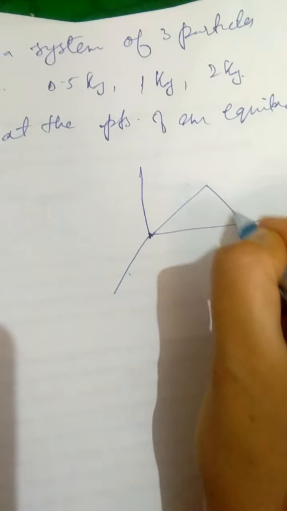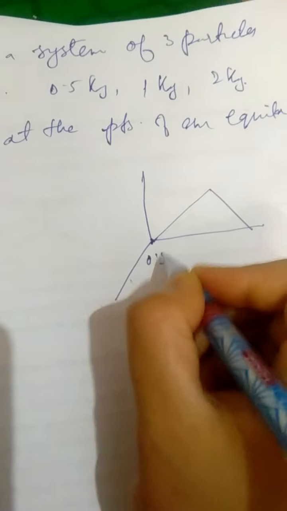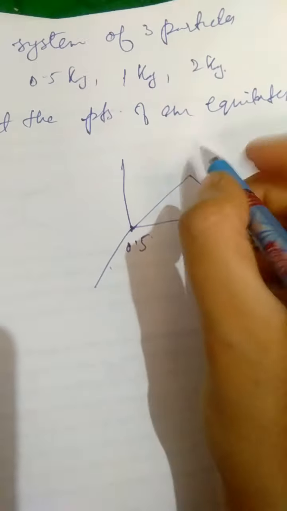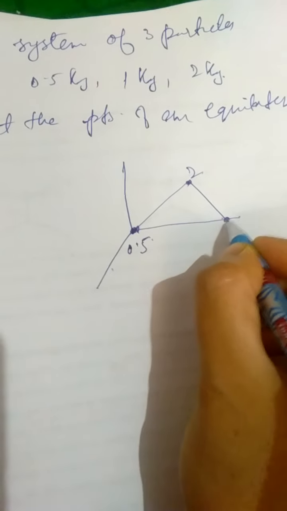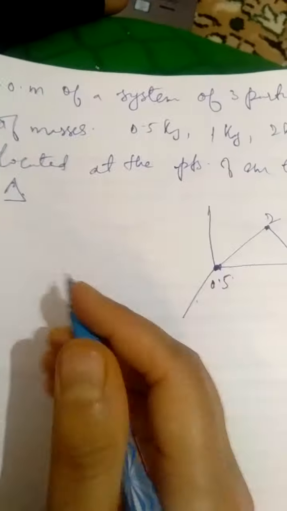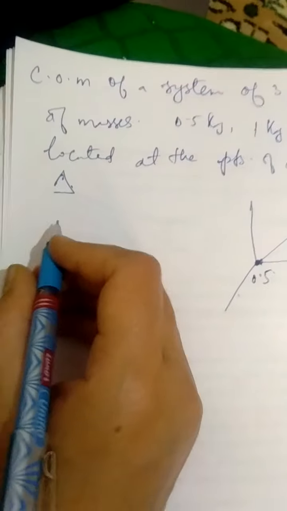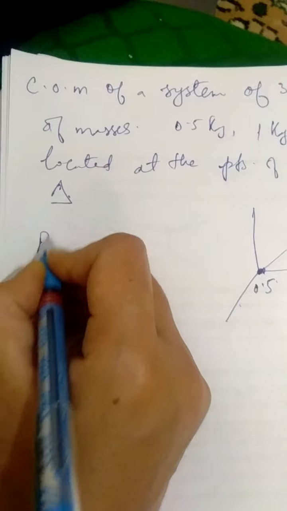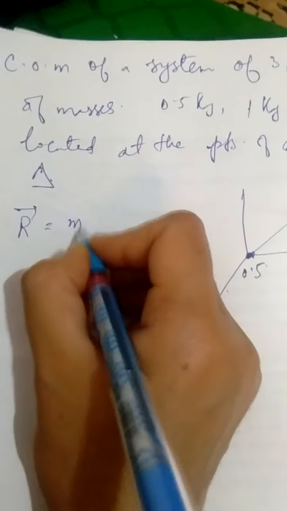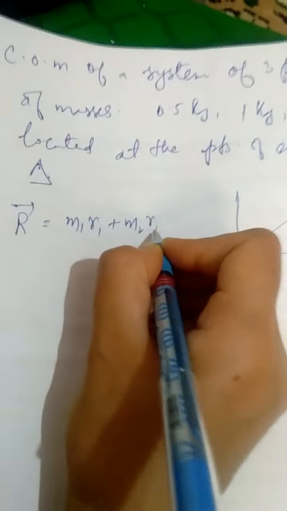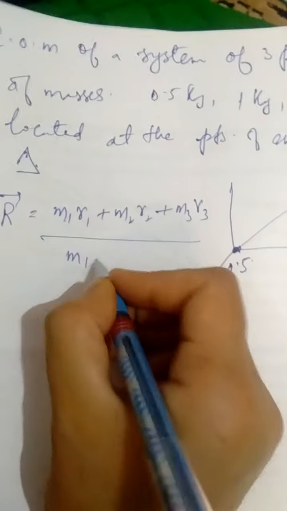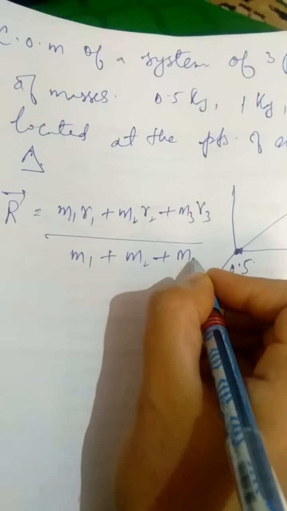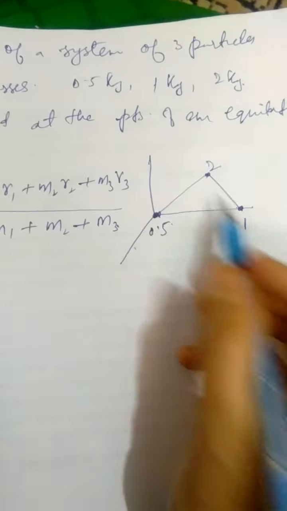Suppose this is the equilateral triangle. This is the mass 0.5 kg. This is the mass 1 kg. This is the mass 2 kg. They are located at the three vertices of the equilateral triangle, right? So we need to find the position of the center of mass. Again, the position of the center of mass will be m1r1 plus m2r2 plus m3r3 divided by m1 plus m2 plus m3, because at this time three particles are involved.